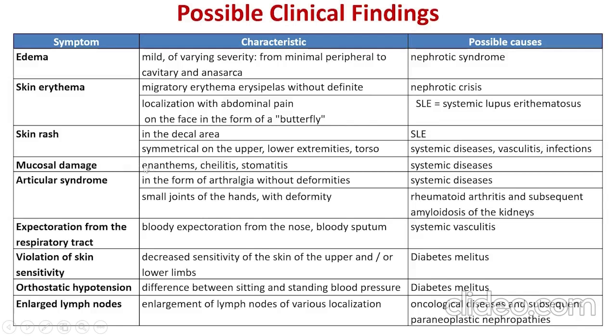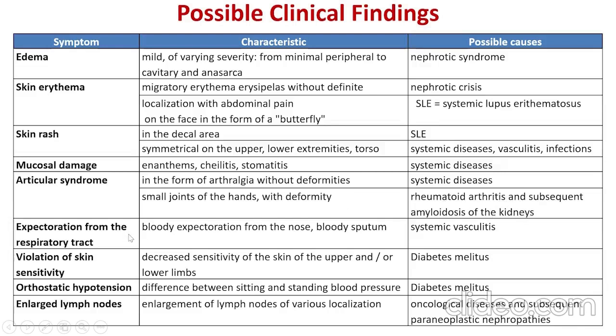Mucosal damage like enanthemas, cheilitis, stomatitis is typical for systemic diseases and secondary nephrotic syndrome. Articular syndrome in the form of arthralgia without deformities is typical also for systemic diseases. Small joints of the hands with deformity presence means rheumatoid arthritis is present, with subsequent amyloidosis in the kidneys.